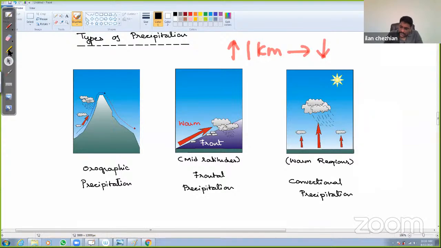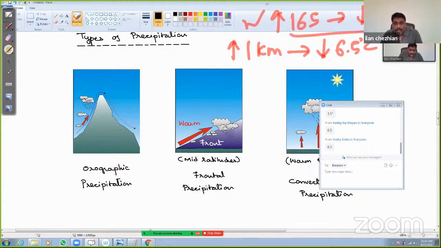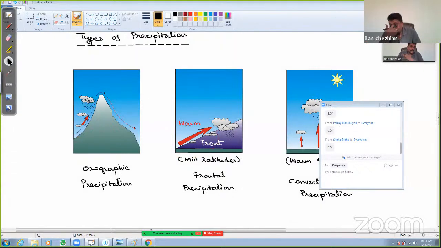Very good. Fantastic. 6.5 degrees centigrade, or you can also say for every 165 meters, the temperature decreases by approximately 1 degree centigrade. This is what you call the normal lapse rate, my friend. Because I know why it goes for condensation. When the air mass rises, the temperature comes down. Gas will become water, and water will become ice crystals, as simple as this. This is how we are completing the hydrological cycle. All facts about the hydrological cycle we are completing.